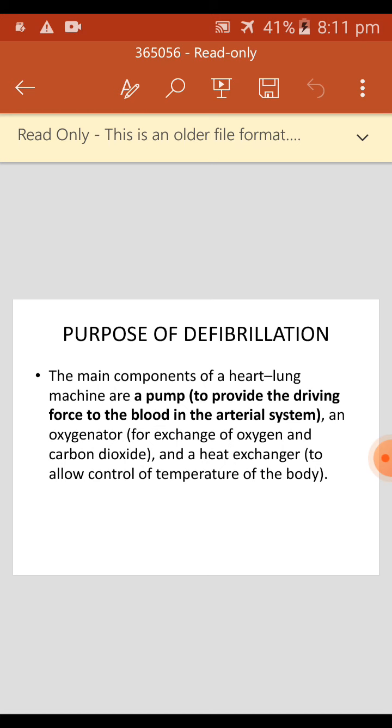Purpose of defibrillation. The main components of a heart lung machine are a pump to provide the driving force to the blood in the arterial system, an oxygenator for exchange of oxygen and carbon dioxide, and a heat exchanger to allow control of temperature of the body.